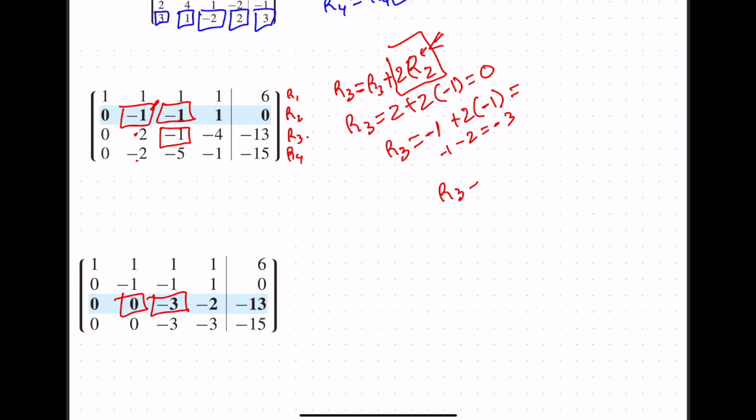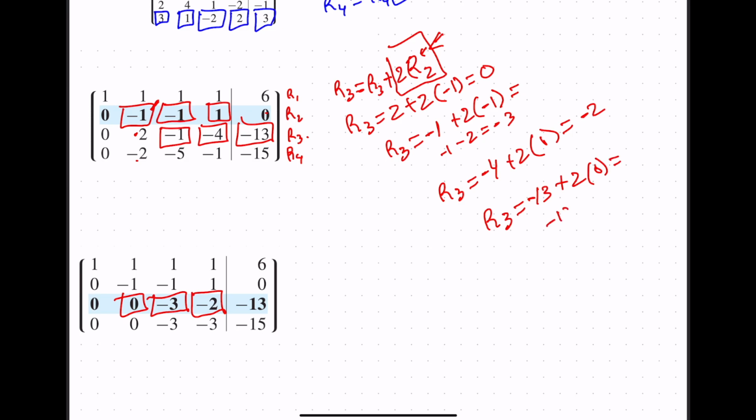Then we have R3 equal to, we have a negative 4, and then restricted plus 2 times R2. R2 is simply 1. So here we get a negative 2. Here's my negative 2. R3 equals negative 13. We have a plus 2 times R1, which is 0. And this is simply negative 13 plus 0, which is negative 13. And this is what we have down here.